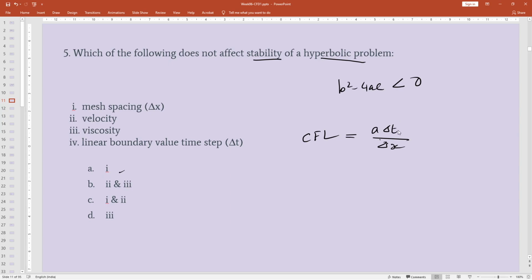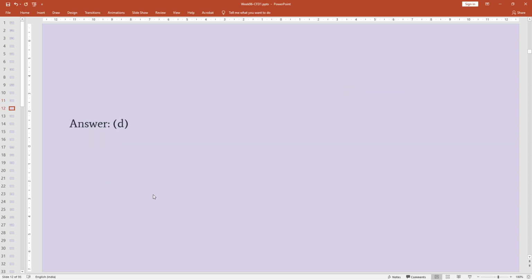So if you see what all the terms are here, delta x is there, delta t is there, velocity is also there. So viscosity is nowhere to be found. So viscosity does not affect the stability. In hyperbolic problems, what we do is to make the scheme stable by applying CFL criteria. So the one element which is not present in a CFL criteria is viscosity. That is option D. Our answer is option D.